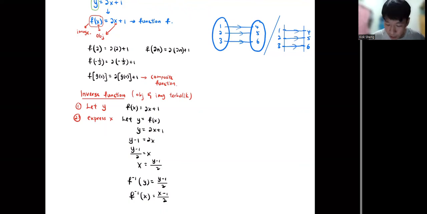Direction of the arrow. So you can see here, these two examples. See my arrow? Left to right. Left side to the right side. So the left side will be the object. The right side will be the image. Yeah, that's the way you see it from the diagram. Object, image.